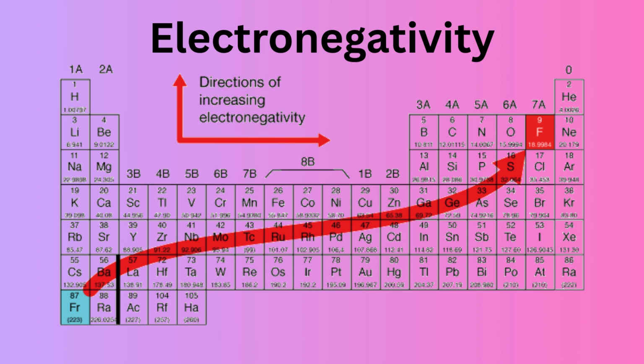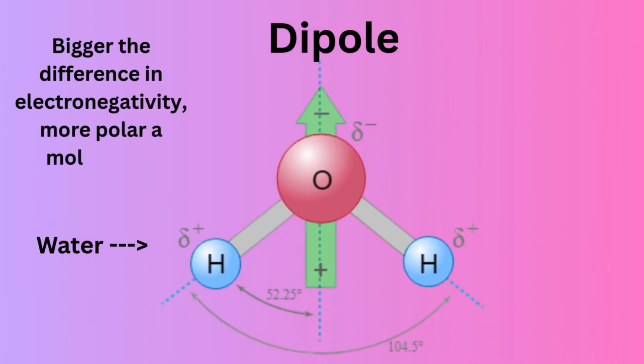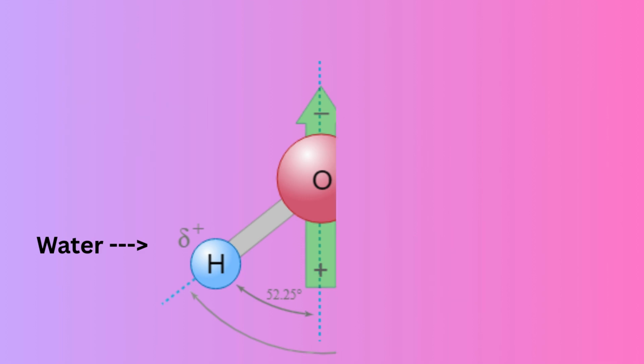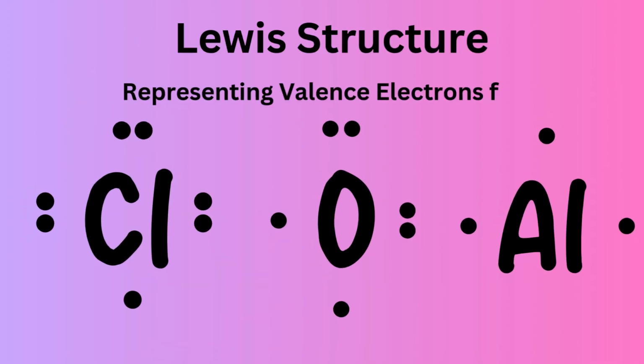Exactly. That creates what we call a dipole moment, like a little arrow pointing from the positive to the negative end of the bond. And the bigger the difference in electronegativity, the more polar the bond. So, okay, we've got atoms connecting by either transferring or sharing electrons, forming all sorts of different compounds. But how do we actually draw these bonds? How do we represent what's going on? We use Lewis structures, right?